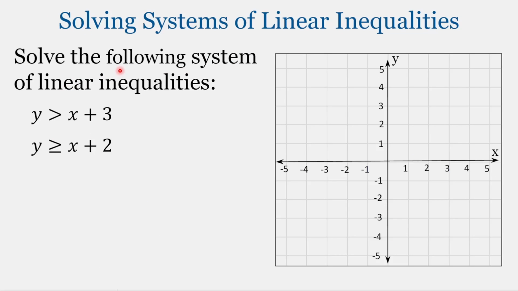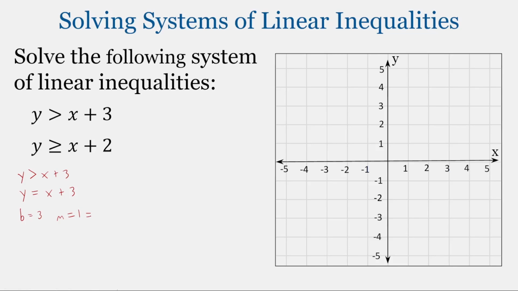So let's practice solving a system where the boundary lines for the inequalities are parallel. So here we have two linear inequalities, y greater than x plus 3 and y greater than or equal to x plus 2. So we'll start by plotting these boundary lines. So we have y greater than x plus 3. The boundary line is y equal to x plus 3. So we have a y-intercept of 3 and a slope of 1.